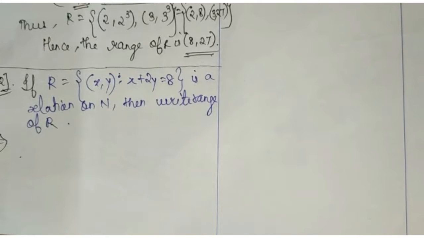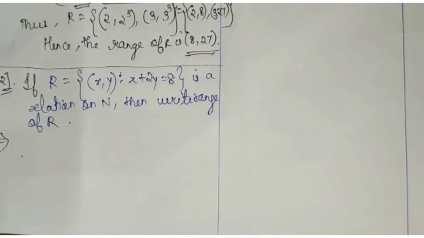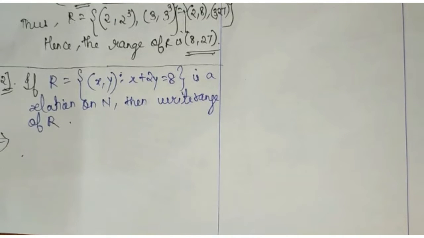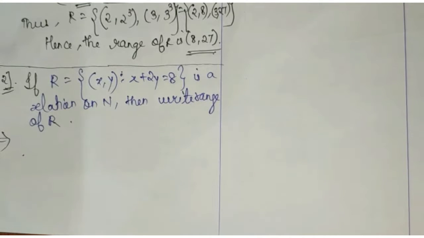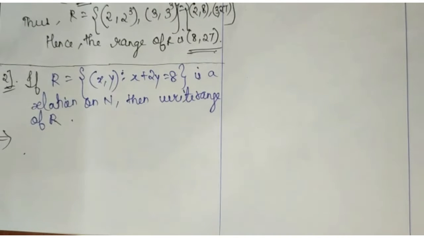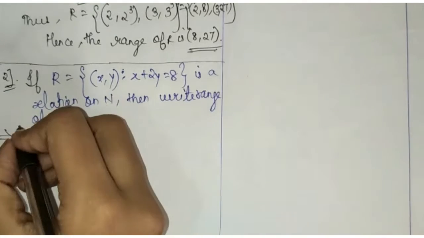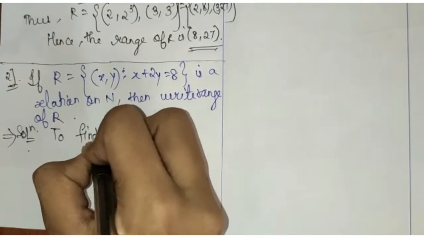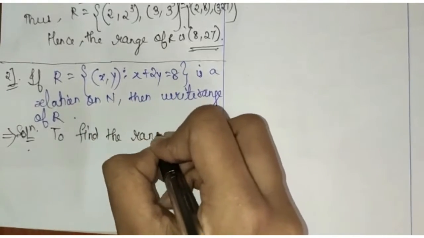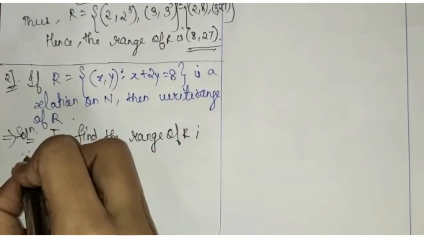So this was the first question. Now coming to the second question. The question is, if R is equal to {(x, y) such that x + 2y = 8} is a relation on N, then they have told you to write the range of R. So this is another type of question. Now how will you go about it? To find the range of R, this is the same procedure you have to follow. You have to practice and then you will come to know.